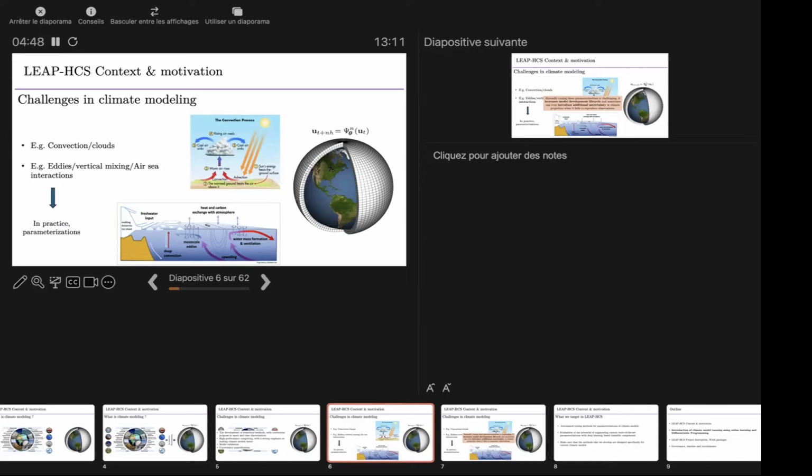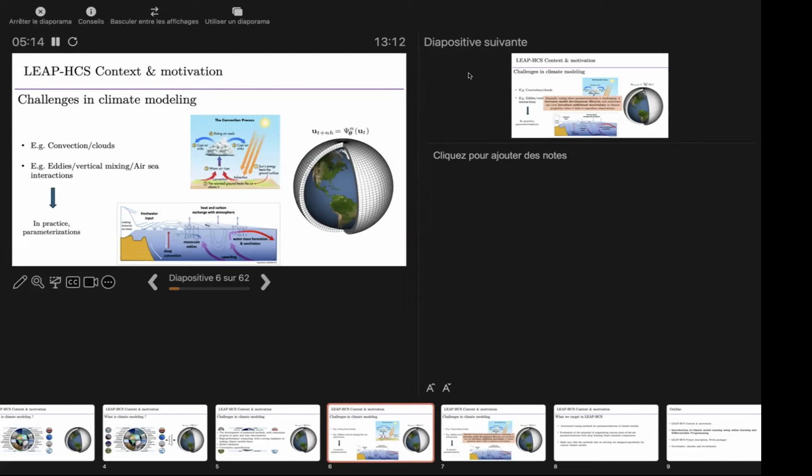Now, in practice, all of those small-scale processes are represented in climate models by using some kind of semi-empirical laws that are derived from physical principles. They are called parameterizations. And those parameterizations actually depend on some unknown parameters that we need to tune in order for the climate model to represent at least historical observations.